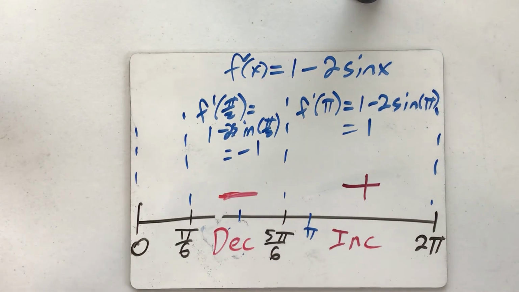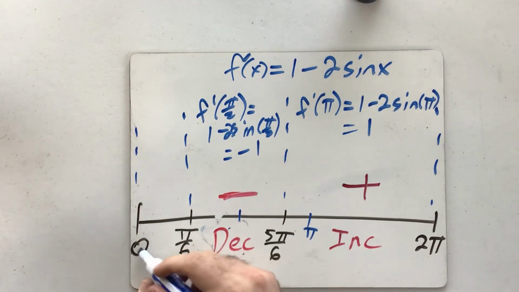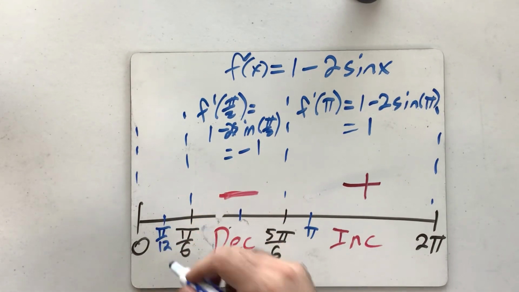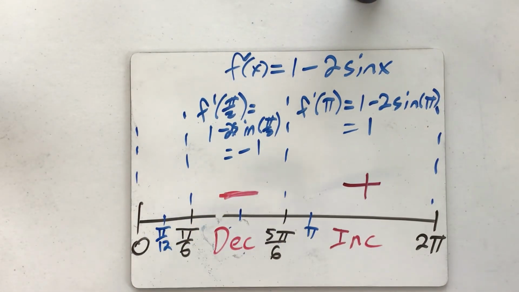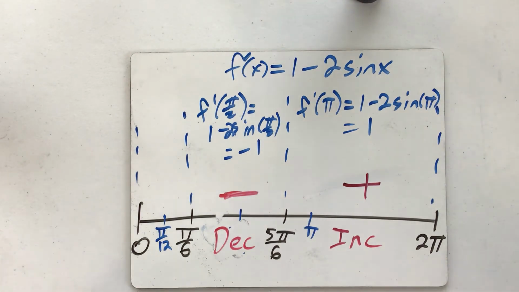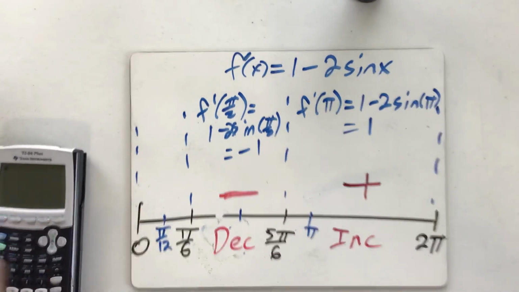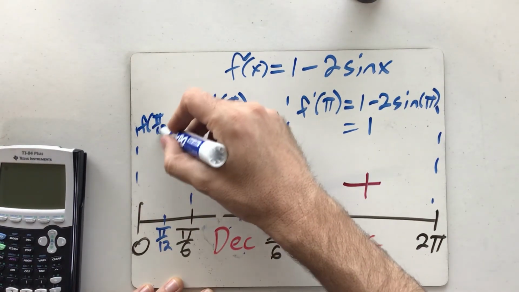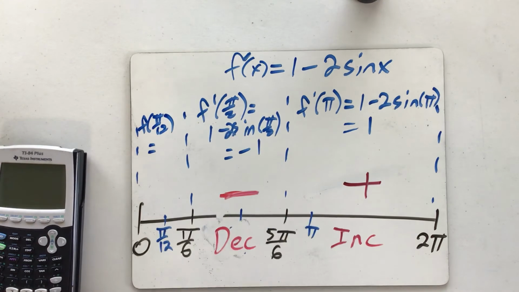Okay, now the part that I was trying to avoid, and that is something between 0 and pi over 6. Maybe pi over 12 is a fine number. If I really wanted to, we could figure out pi over 12 because we could use double angle identities or half angle identities. But you know what I'm going to do? I'm going to use my calculator. Let's just do f prime of pi over 12 and see what I get.